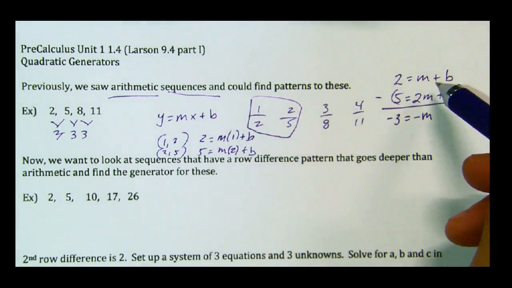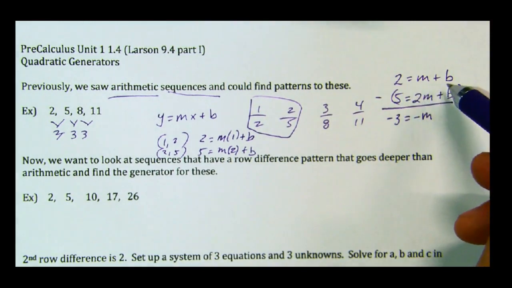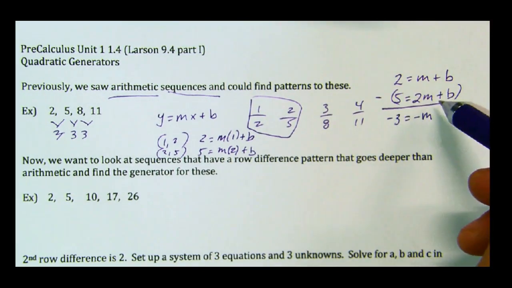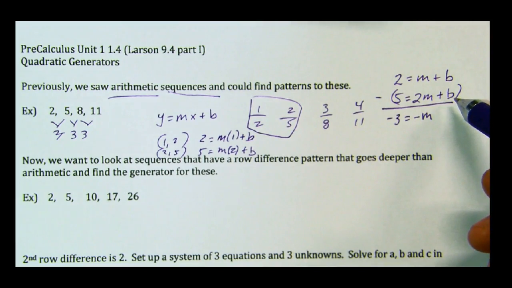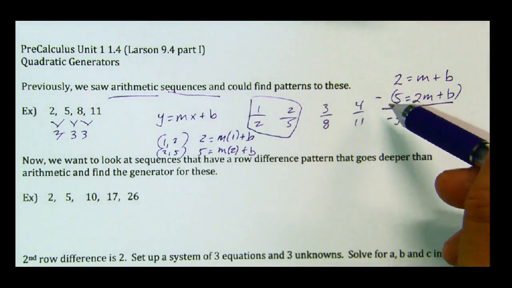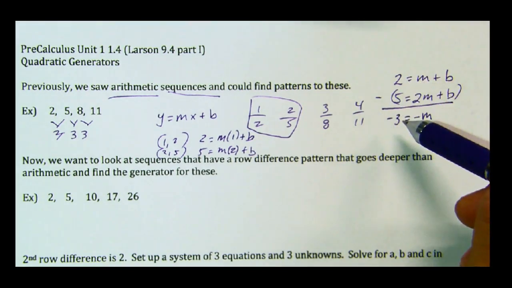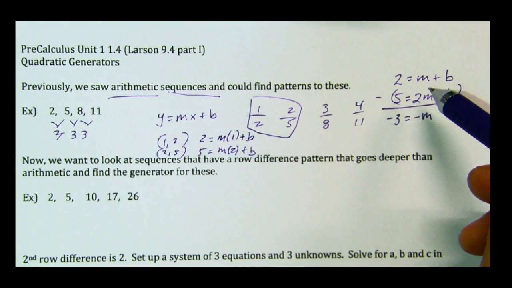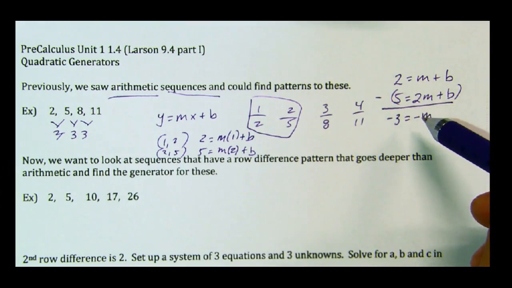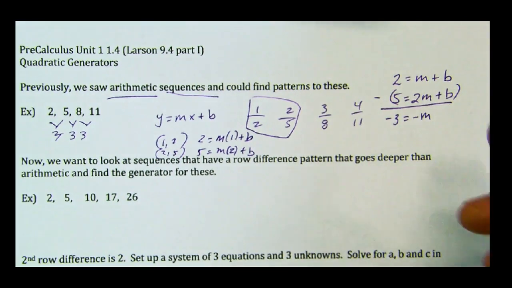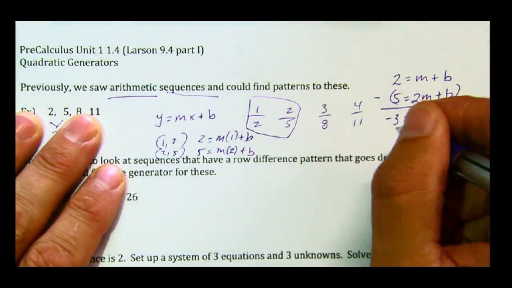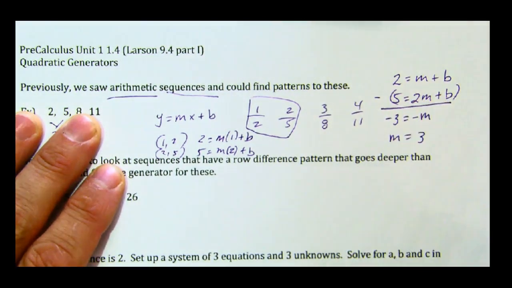So I simplified the equation, wrote this as 2 is equal to m plus b, and then this one 5 is equal to 2m plus b. Since I want to do elimination and eliminate one of these variables, what I'm going to do is subtract the two equations. So when I subtract, 2 minus 5 gives me a negative 3, and m minus 2m gives me a negative m. So now I've solved for one of the variables, which happens to be my m. So m is equal to 3.